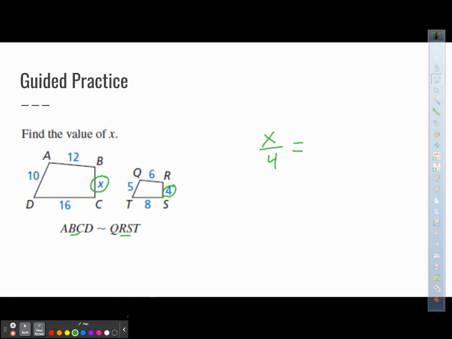And then equals. Now you can pick any side you want to over here. You can either do 12, 10, or 16. Braden, which one you want me to pick? 16. 16, which is BC. What side does it correspond to? TS, which is 8. Okay, so 16 over 8.